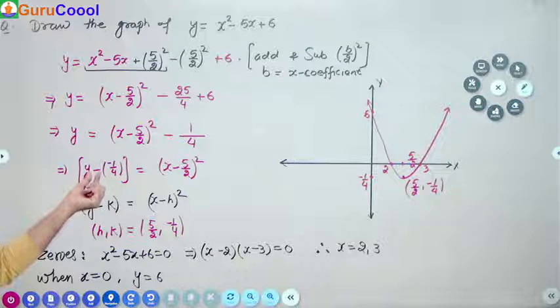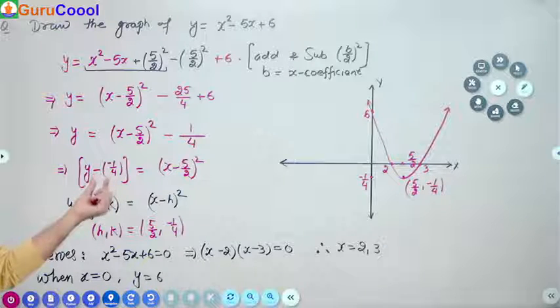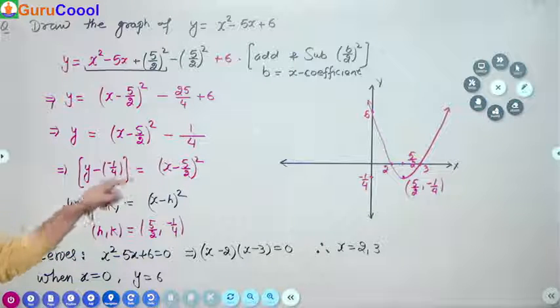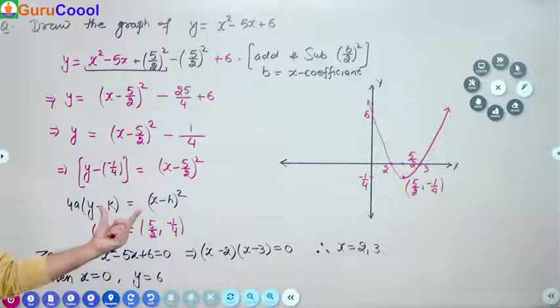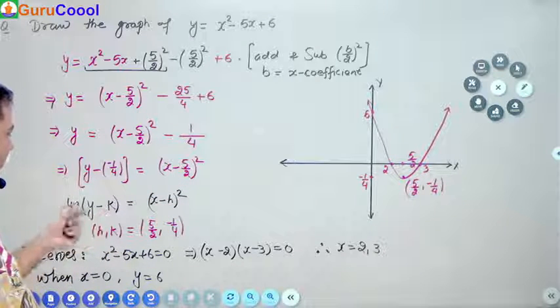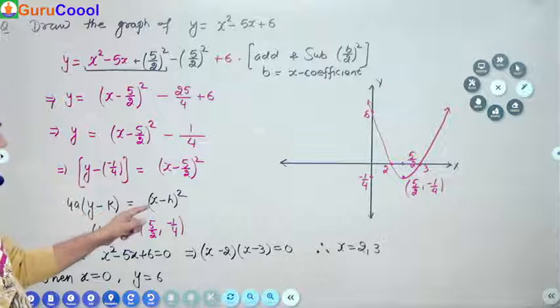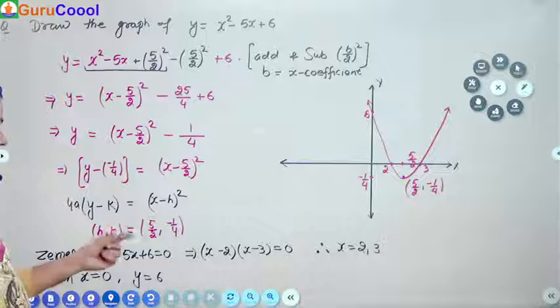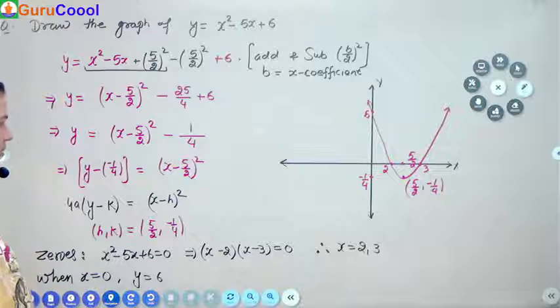So we have to write it in a standard way to make a match. Negative of negative, don't just write a positive, write negative of a negative, so that you can compare the equation with our more generalized form. The x term is having the square, so this one, 4a into (y minus k) is equal to (x minus h) whole square. We compared and we found (h, k) is equal to (5 by 2, minus 1 by 4).